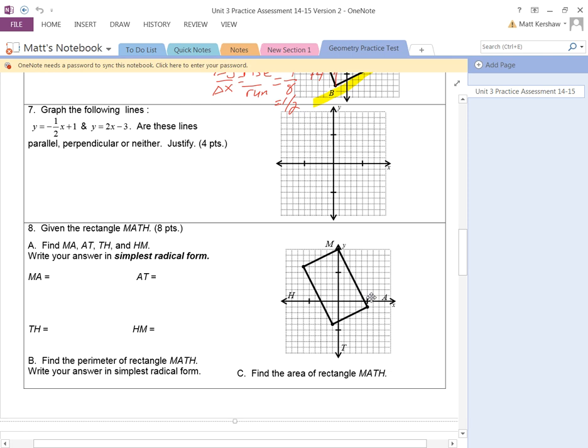All right, let's take a look at questions 7 and 8. So this is graph the following lines, y equals negative 1/2 x plus 1. So we have a positive 1 here, the y-intercept, and now our slope here is negative 1/2. So starting here, we're going to go down 1 to the right 2, down 1 to the right 2, down 1 to the right 2.